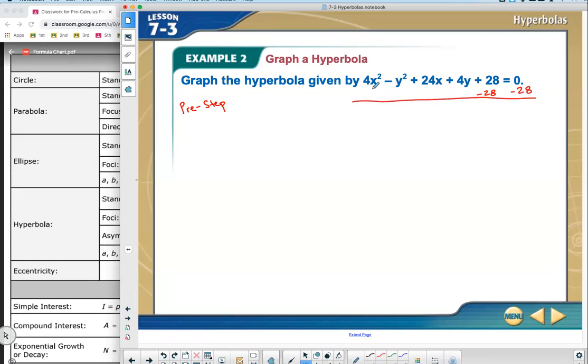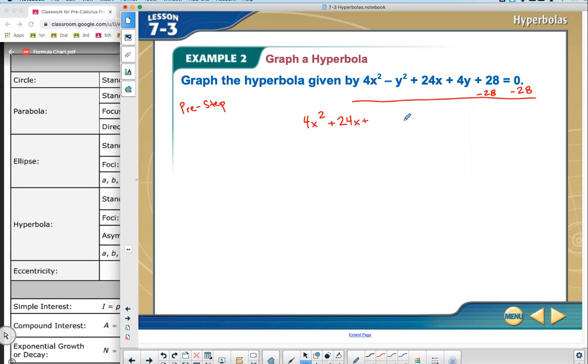And also with the pre-step, I am going to gather my x's together as a grouping and my y's together as a grouping. I need a little space because we'll end up adding blanks. So I'll have my 4x squared, and then I'm going to put my 24x next to it, because this is going to be its own grouping.